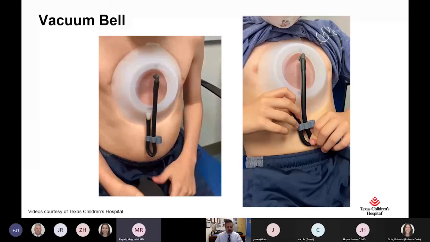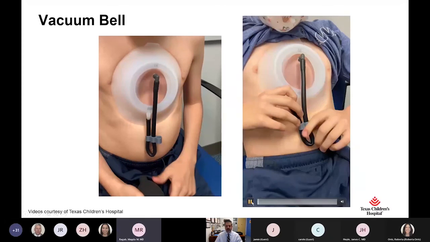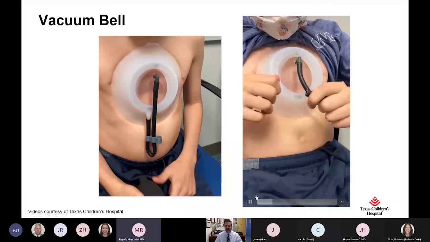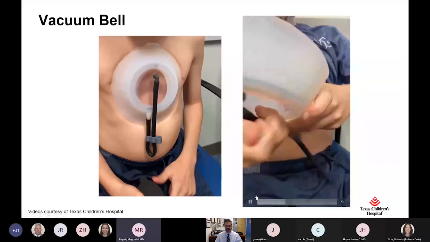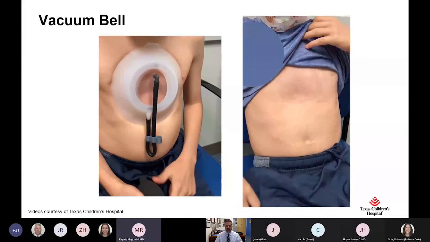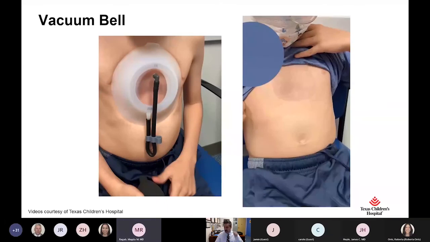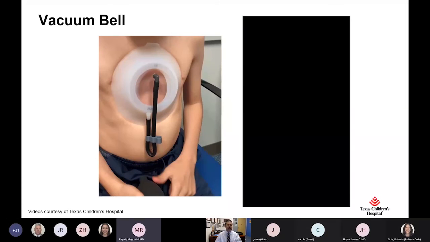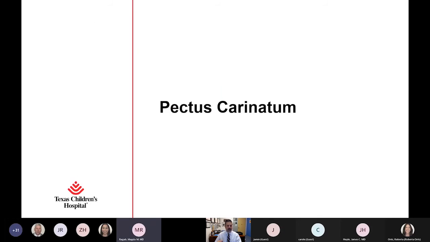You'll notice that he does have some changes, even in the short time where he's wearing the bell. So you'll see it on the right here where he removes it, takes the suction away, it pops off, and you can see that he's got a red mark on his chest, which will fade rapidly. But we don't want to do this all the time or for long periods of time throughout the day, because you can get a permanent change in your chest wall in the skin, and we do not want to cause damage. You'll see this also applies to our next pectus deformity, which is called a carinatum.